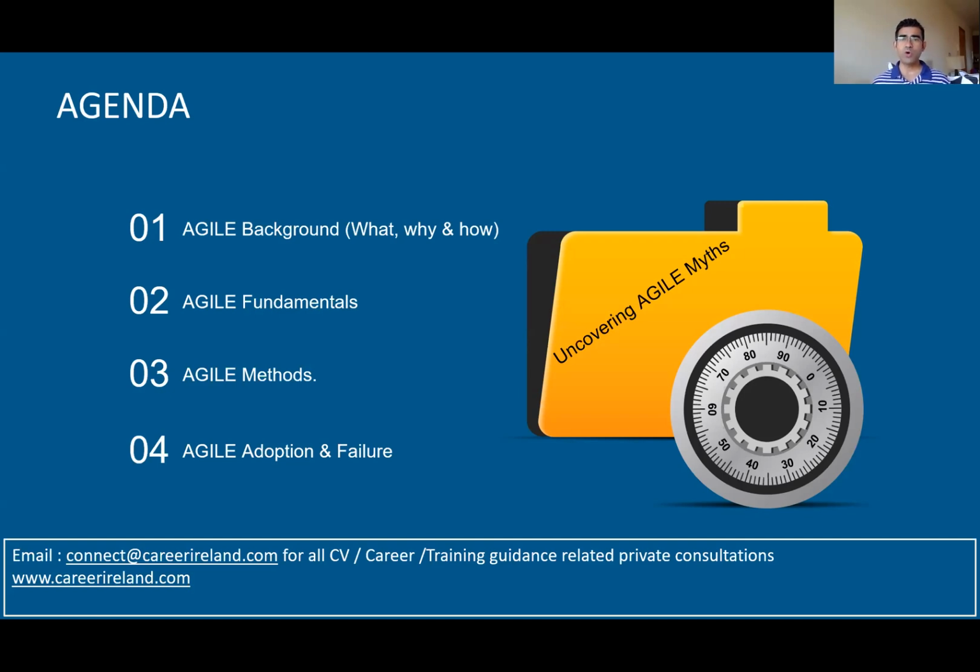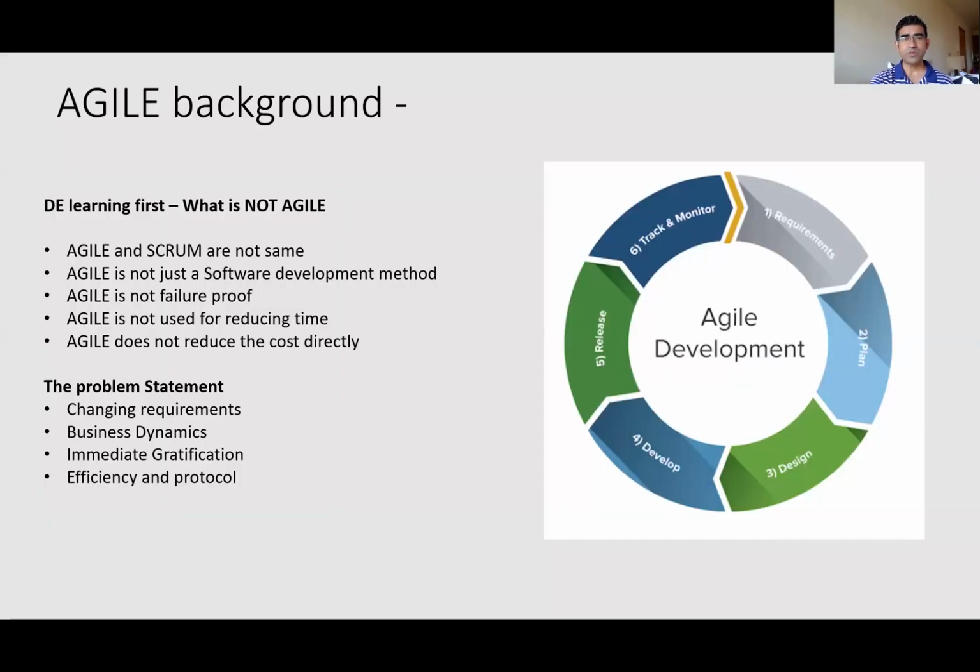And all those people who are interviewing as Agile coach or Scrum Masters or anywhere that is related to Agile, they need to pay special attention over here, because Agile failure could be a very likely question to be asked for all these roles. So I would like all those people to pay special attention to the last part of the training. So let's go with the Agile background first.